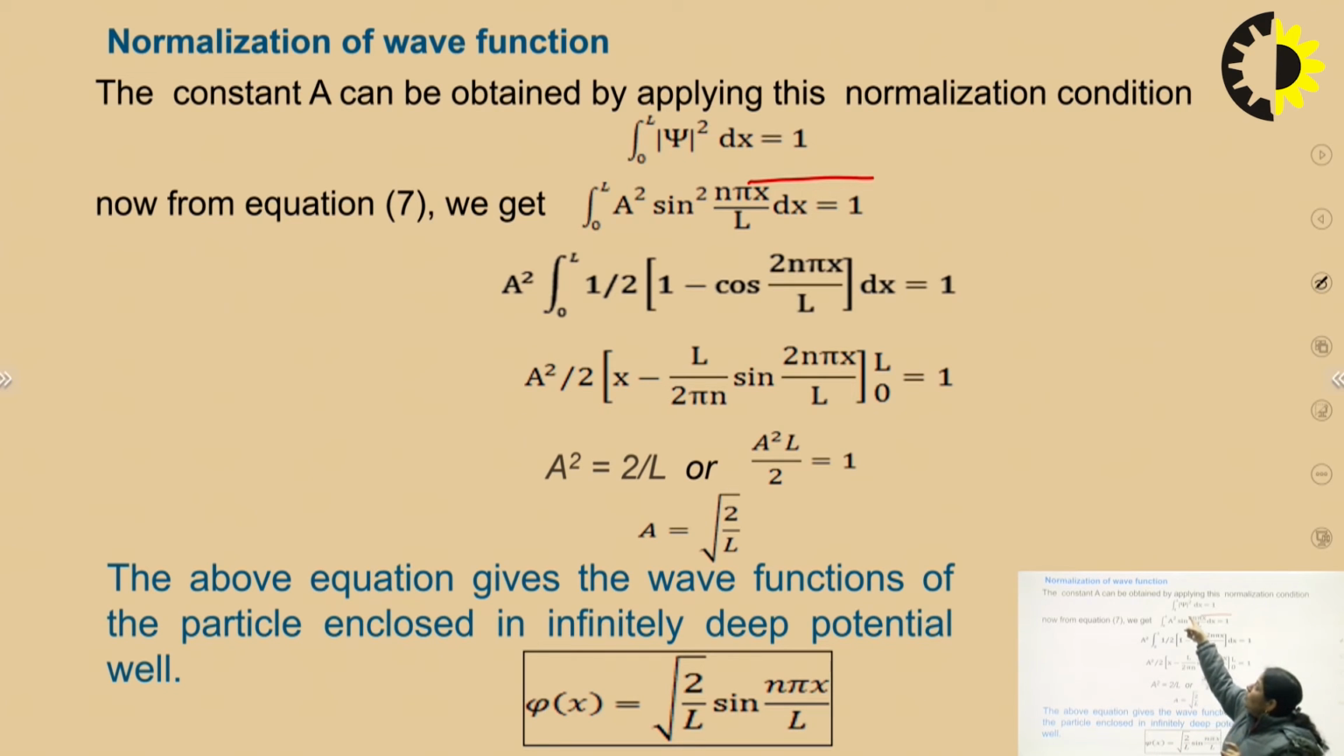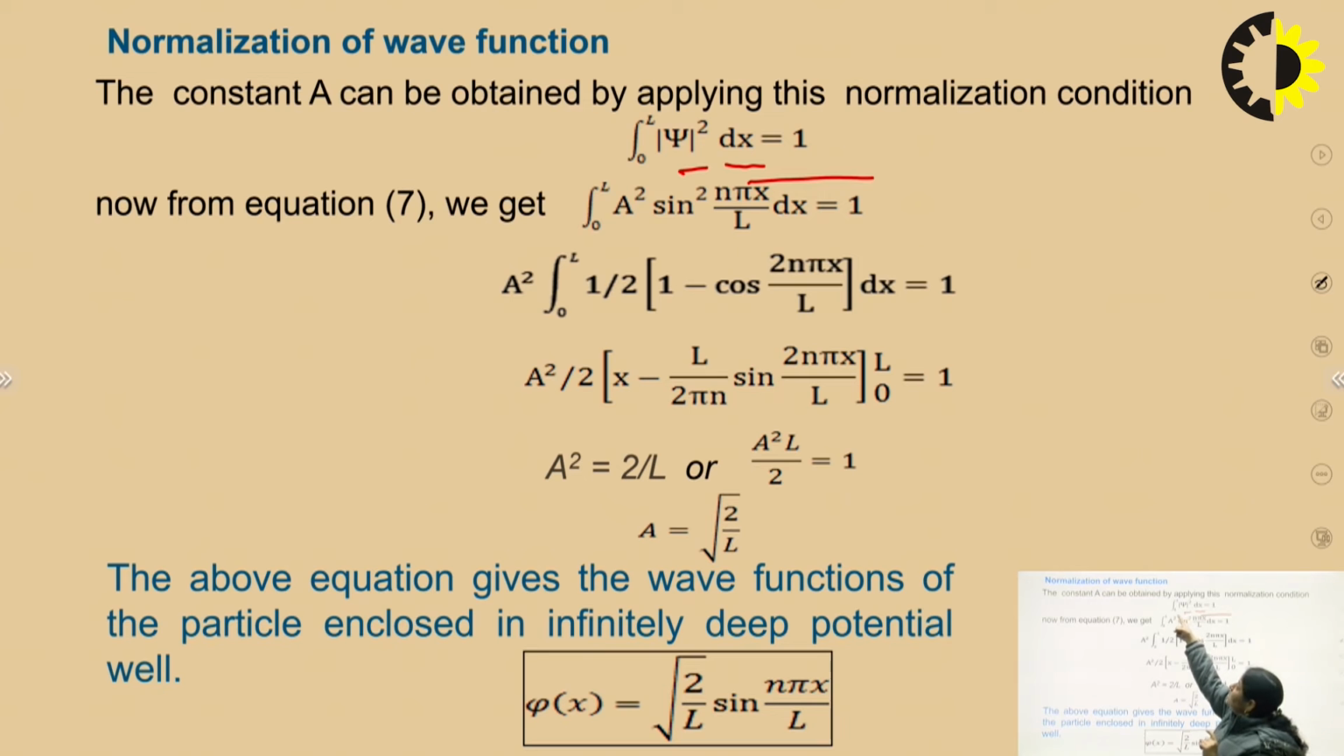So this psi mod square is called the probability density. When it is multiplied by dx, it becomes the total probability. So probability density is psi mod square multiplied by dx, and it becomes the total probability.